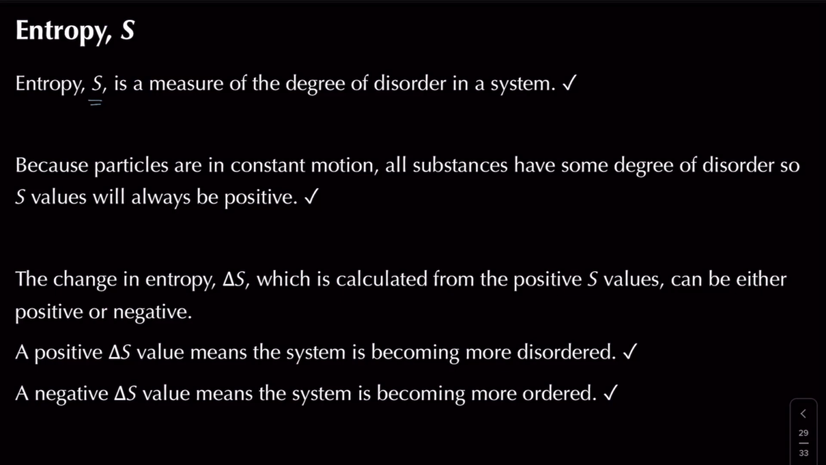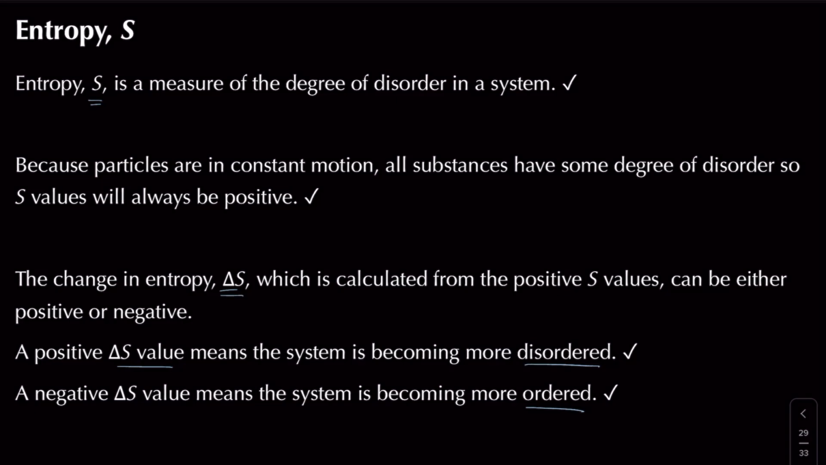Now in terms of entropy, we know these values are always going to be positive, but entropy change going from reactants to products is going to be variable. That could be positive or it could be negative, and it's dependent upon whether order is going to be increasing or decreasing, or disorder, which is the term we prefer in chemistry, is going to be increasing or decreasing across the reaction itself. Now if I had a positive entropy change value, that means our system is becoming more disordered or less ordered. If I had a negative entropy change value, that means the system is becoming more ordered or less disordered itself as well. So we know the higher the value of entropy, the greater the disorder is going to be.